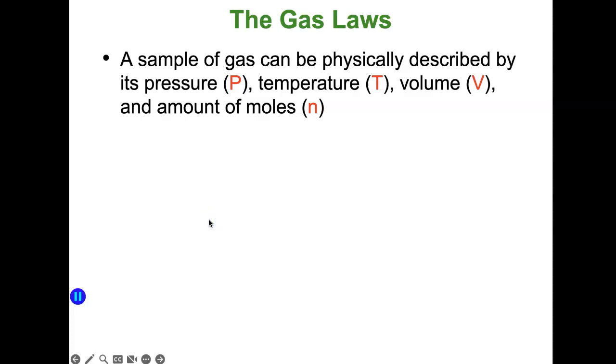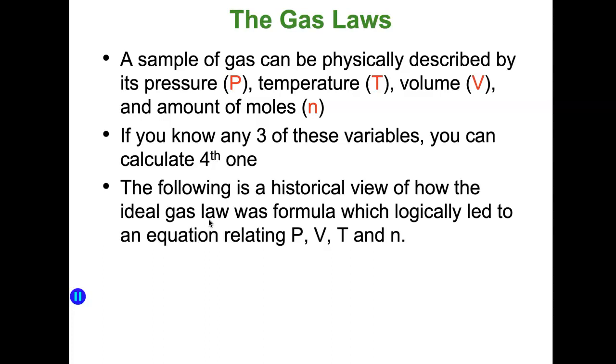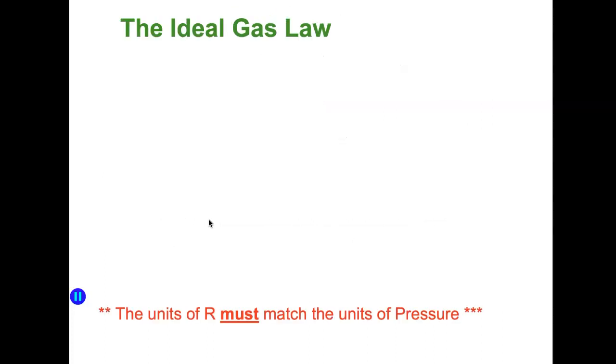Okay, I'm going to do a short lecture on how to use the ideal gas law. Because gases all behave the same, we can use a single gas law to describe all of their physical behaviors. If we know the pressure, the temperature, and the volume, we can calculate the number of moles of gas. And if we have any three of those variables, we can calculate the fourth. And I skip the historical view and just go to how to use it.